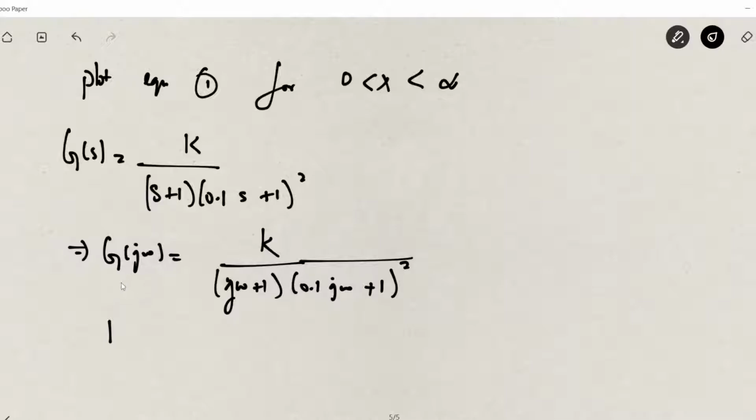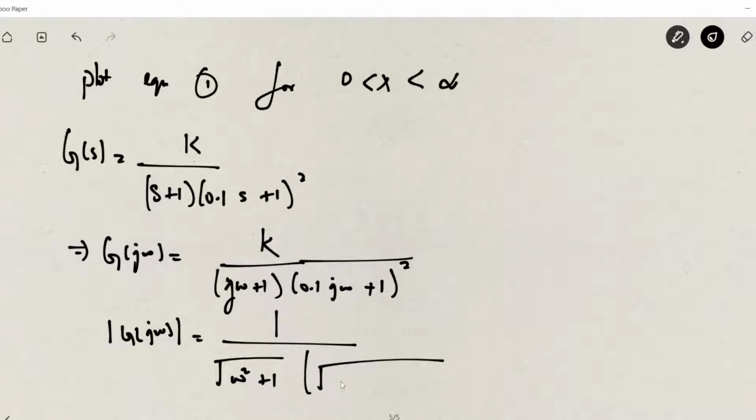And what we'll be doing is assuming that k is equal to 1. So the magnitude of G(jω) therefore becomes 1 by under root of ω square plus 1 into under root of (0.1ω) square plus 1. So this is the magnitude, and similarly, we can find out the phase.